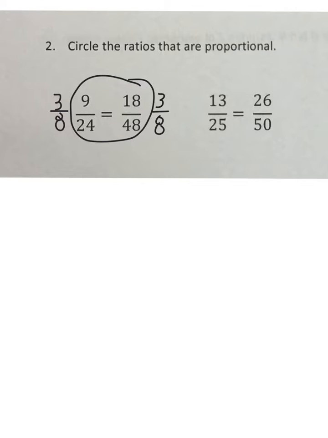The second way to tell if a ratio is proportional is to see if you can multiply by the same number to get the other side of the equal sign. Take a look at what I mean. We have 13 over 25 equals 26 over 50. If we take 13 and we multiply by 2, we get 26. Now looking at the bottom, the denominators, if we do 25 times 2, we get 50. This tells us, since we multiply by the same number, these ratios are proportional.